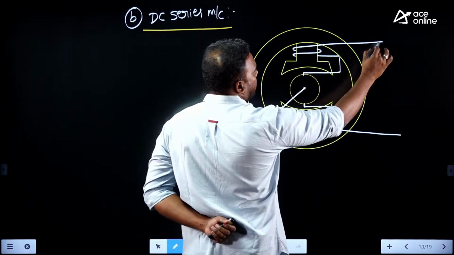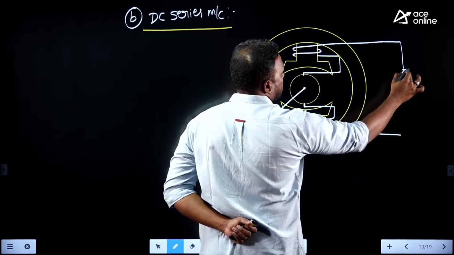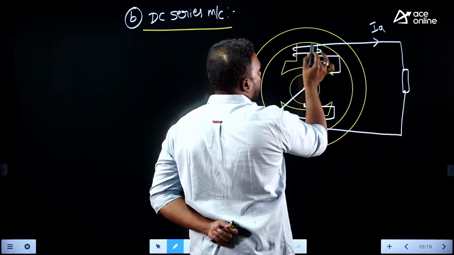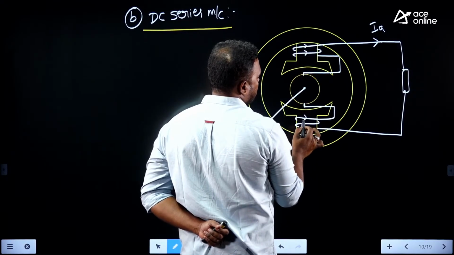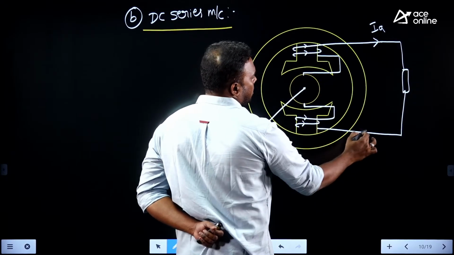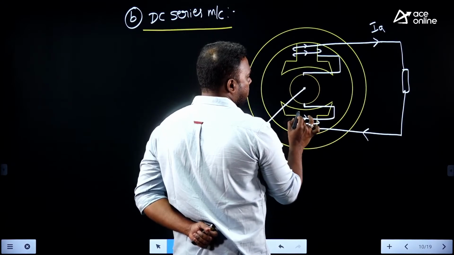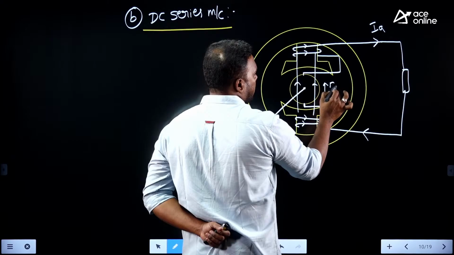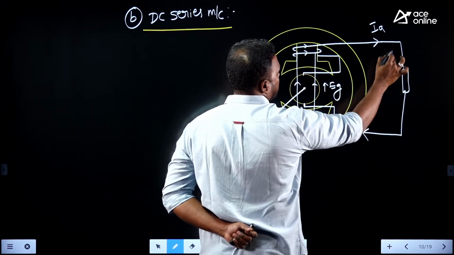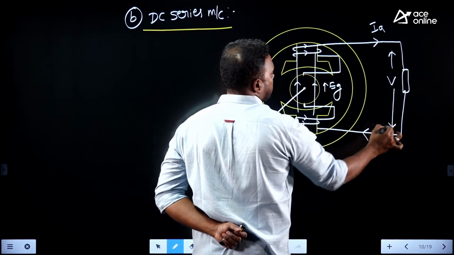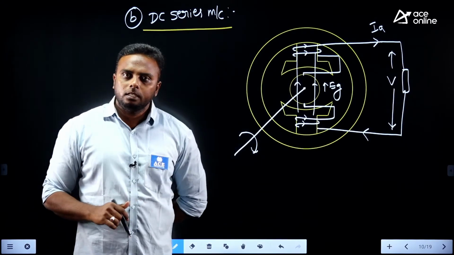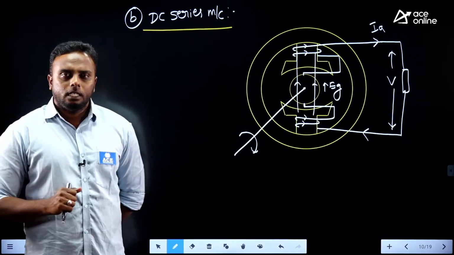So here whenever load is connected, current will flow, and based on the magnitude of current passing through this, flux will be generated. Based on the flux, EMF will be generated, let it be EG, and the terminal voltage across the load is V. So this is the direct machine representation, the series machine, series generator.